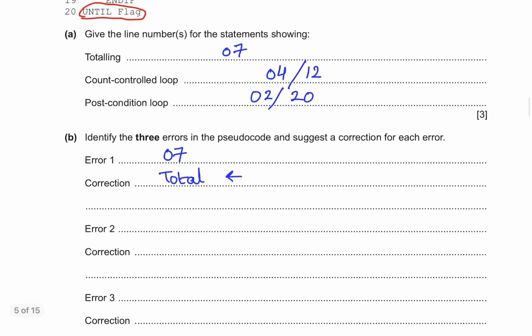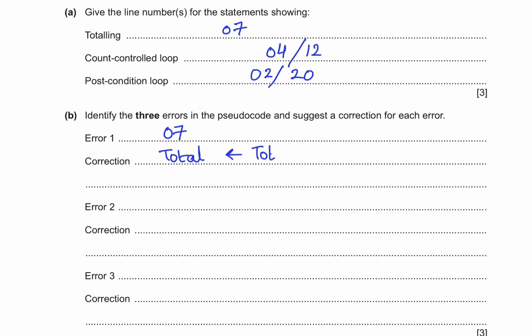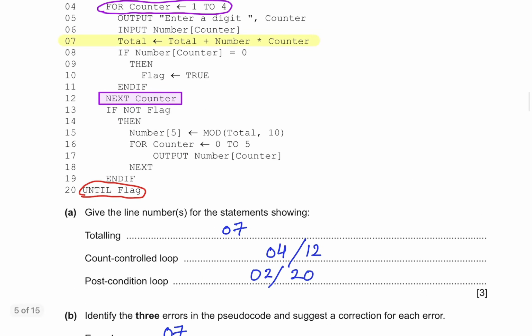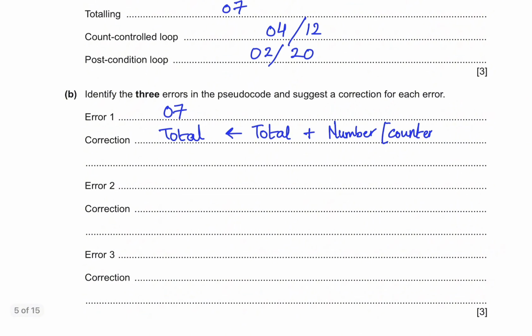total plus number, and then counter, because it's the counter variable which you are multiplying in this question. It's the counter variable which you are multiplying, so it should be given in square brackets, and then you put the multiplying thing, and then you multiply it with the counter. Otherwise the code will not know which value to multiply.